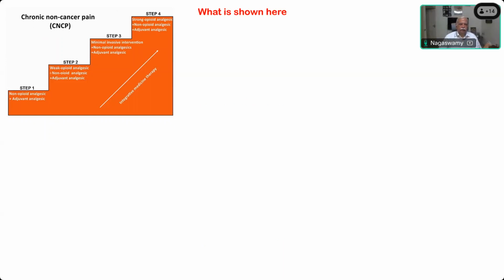Chronic non-cancer pain treatment is shown here. How do you describe this? What is this? Who described this? The WHO pain ladder. Is it the original pain ladder treatment or the modified one? Original one, sir. Original. Were four steps there in the original itself?